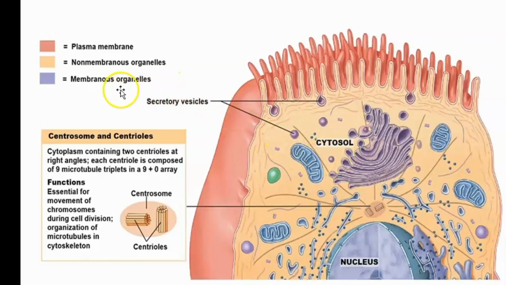If you can see this key here, we have pink, we have yellow, and we have blue here. What we are demonstrating here is that all this blue inside this, they are membrane organelles, meaning they have a membrane. Then all this one here having yellow color, they don't have a membrane. They are just floating around the cytoplasm.